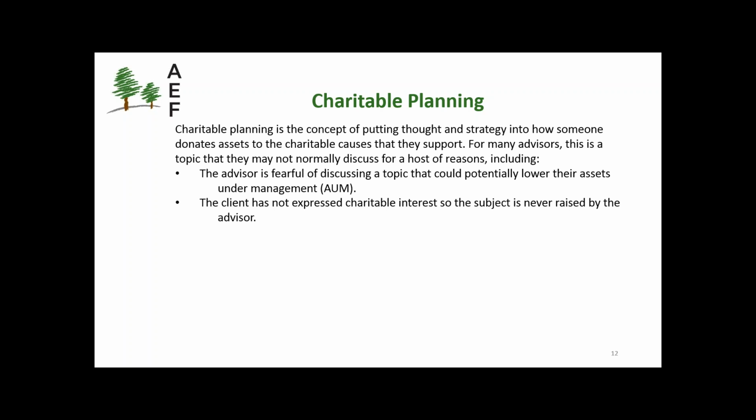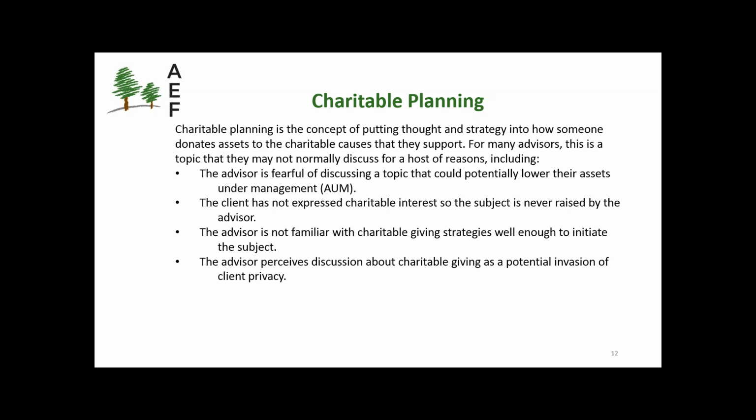It may be that they just don't bring up the subject because they're not comfortable talking about it with their clients. It may be that they perhaps consider themselves in talking to their clients as invading their clients' privacy, when in fact, really, they're talking to their clients about financial assets. This is just their charitable assets.